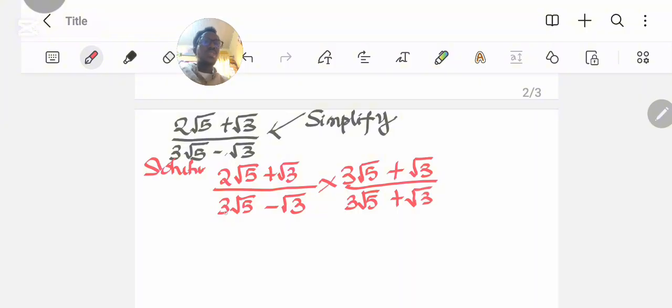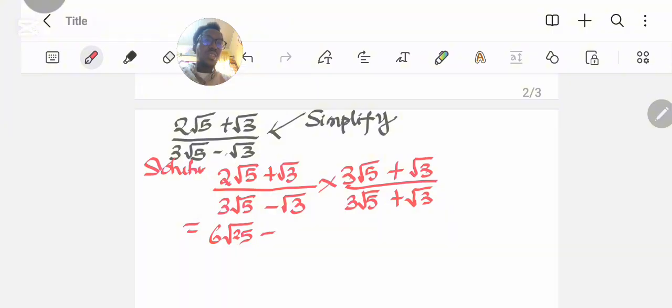So this is the conjugate. The conjugate of 3 root 5 minus root 3 is what we have on this right hand side of the question. So let's go ahead to multiply. So 2 root 5 times 3 root 5. That's 2 times 3 is going to give us 6. Root 5 times root 5 is going to give us root 25.